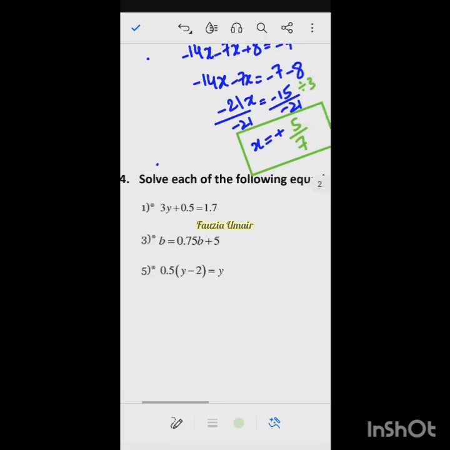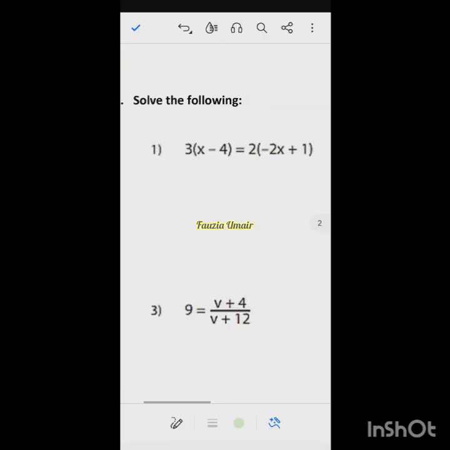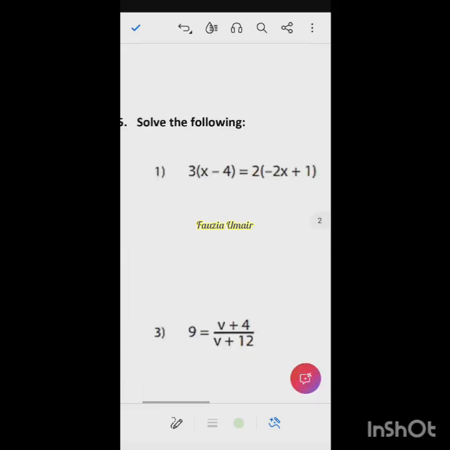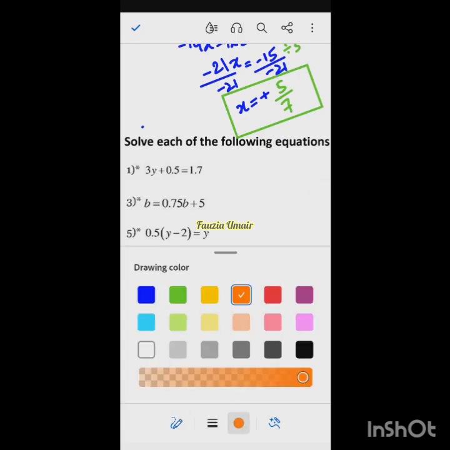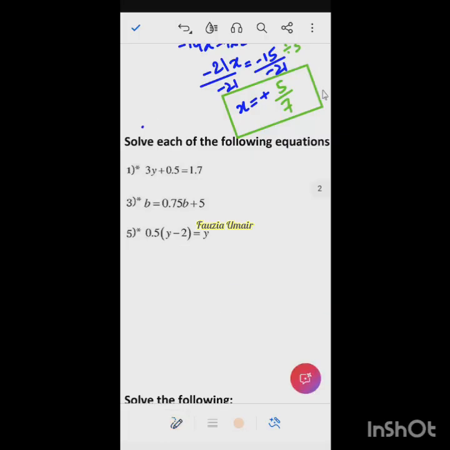So now moving on to this one. There are decimals also in the question. So let's start with this first one. It's like 3y plus 0.5 is equal to 1.7. So how to solve it?